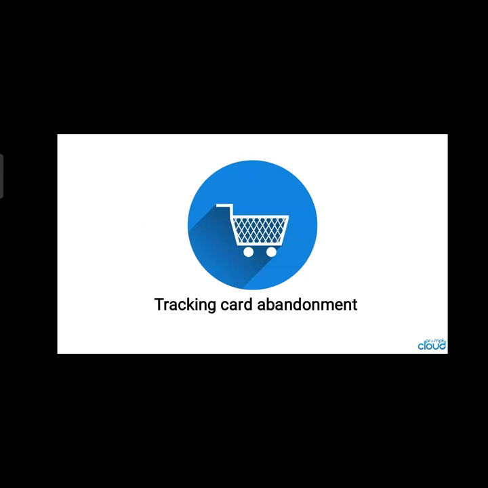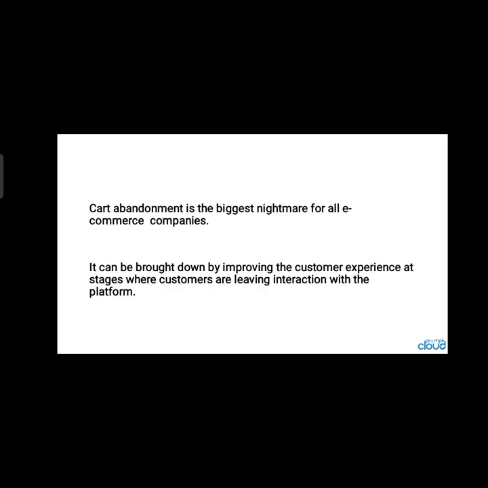Cart, this particular symbolic figure, and in reality also, when we physically go to any retail store, this cart or one basket of similar size is given to us, or we have to take it as self-service. Whatever products we are buying, we have to put them into this cart. It's movable, portable. Now, what does cart abandonment mean?